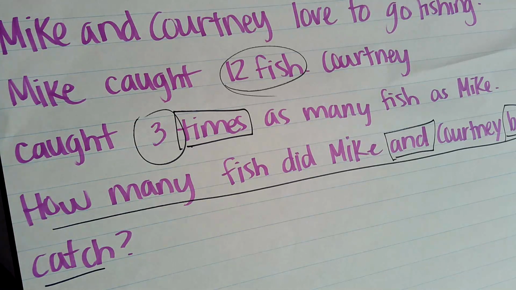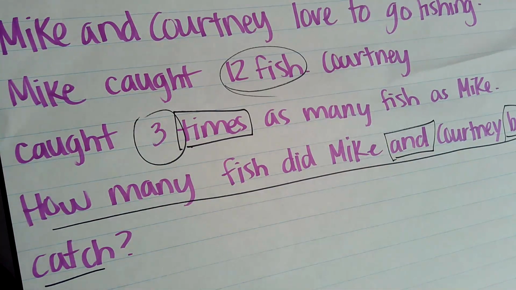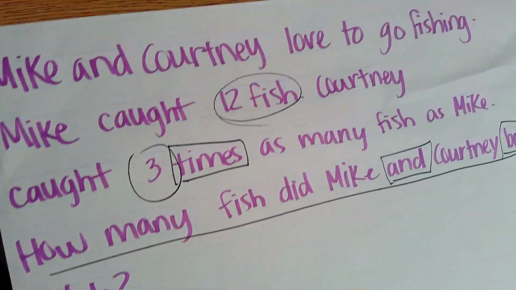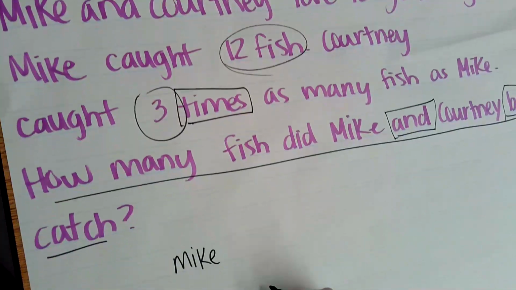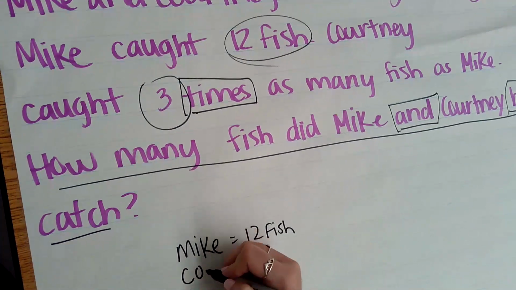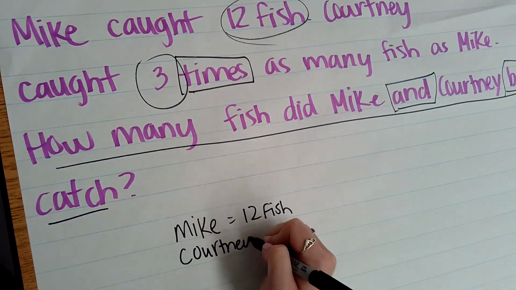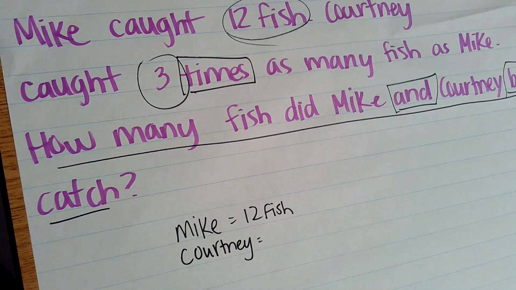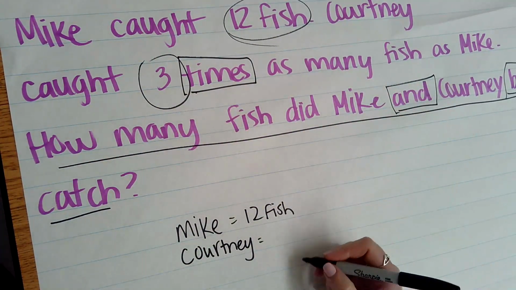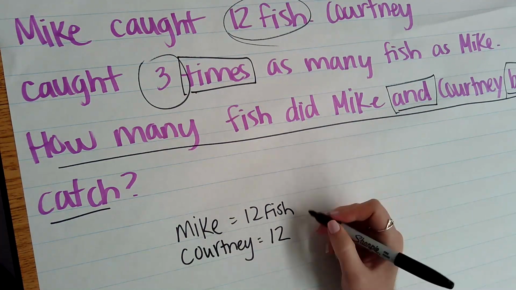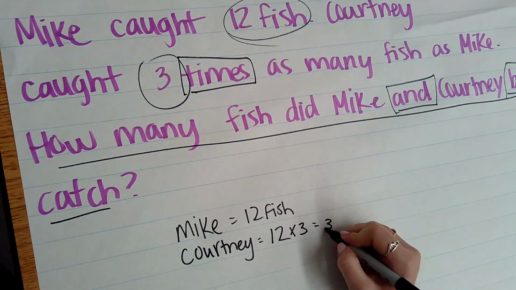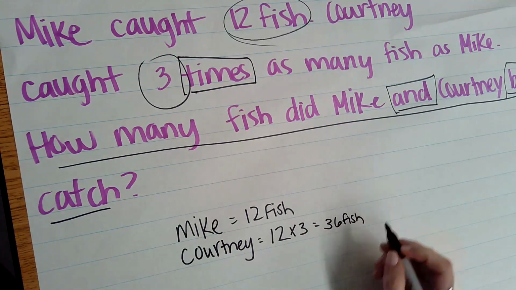One thing that I know I need to figure out first is how many fish does Mike have and does Courtney have? So if I look back at my problem, I know that Mike caught 12 fish. Now I need to figure out how many fish Courtney has. In my problem, it says Courtney caught 3 times as many fish as Mike. If Mike caught 12 fish and Courtney catches 3 times as many, 12 times 3, she has 36 fish. That's my first step.